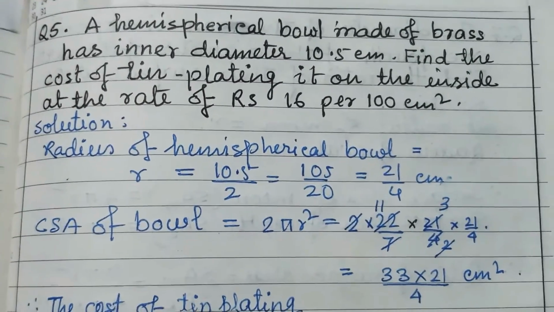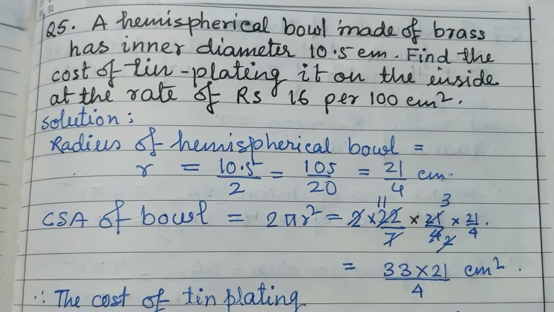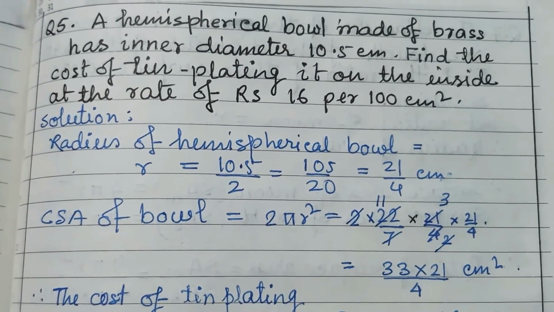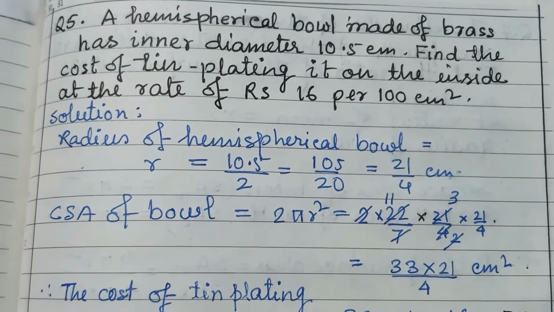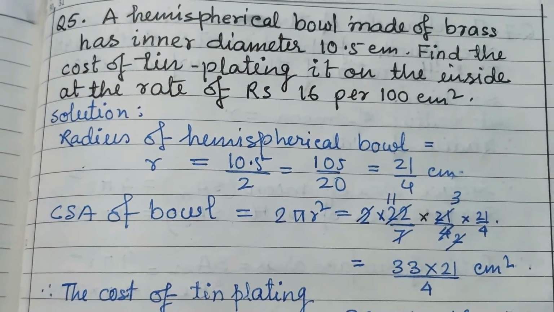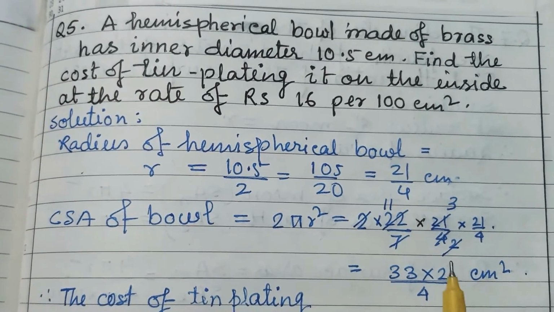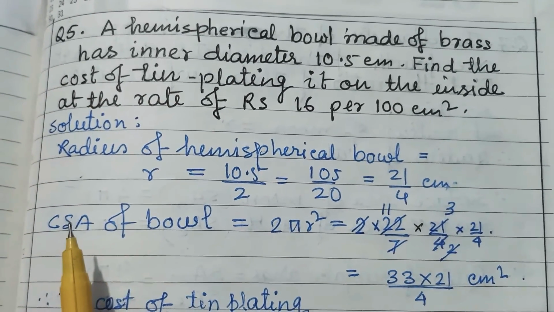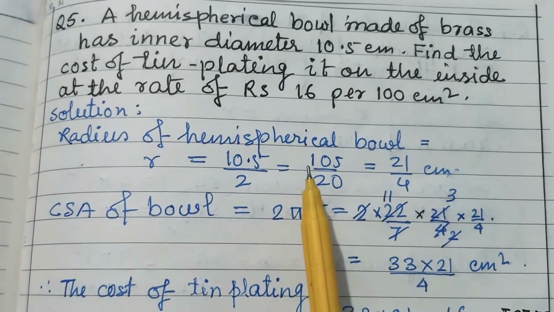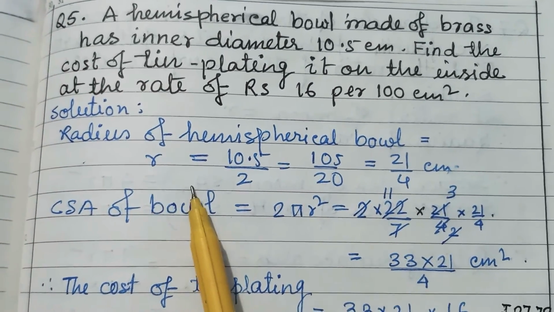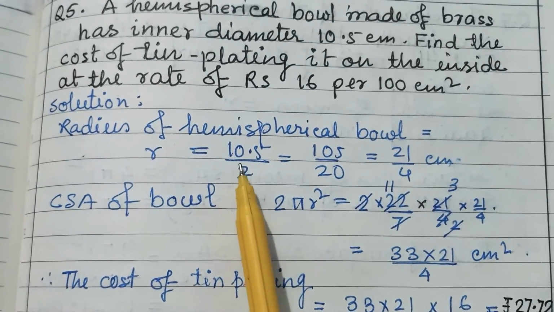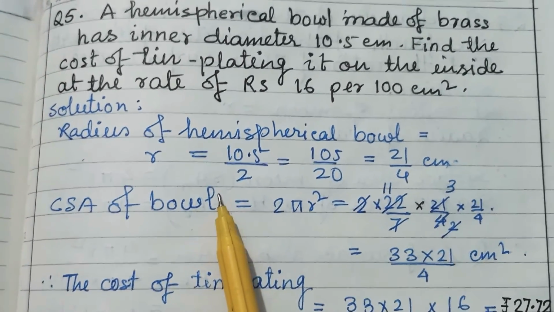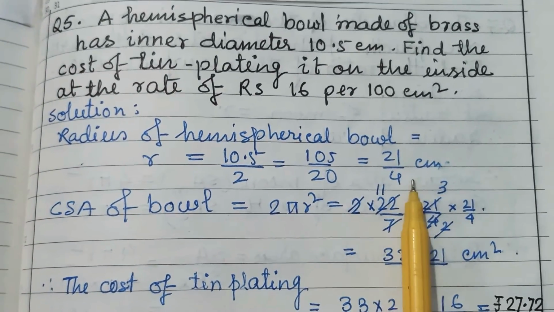Next question is, the hemispherical ball made of brass has inner diameter 10.5 centimeter. Find the cost of tin plating it on the inside at the rate of rupees 16 per 100 centimeter square. Now the radius of the hemispherical ball r is equal to 10.5 upon 2, since diameter is given, so it's half. Now it is 21 upon 4 centimeter.